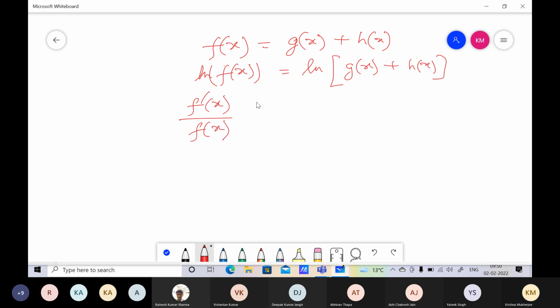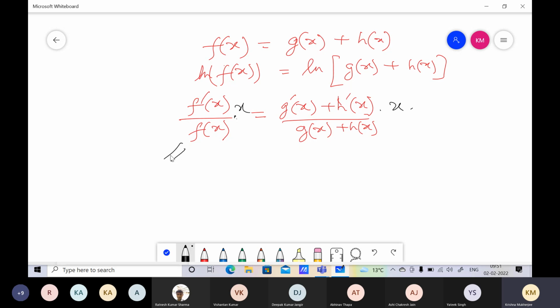is equal to, tell me what it will be? I hope you realize this, right? g prime(x), because this is just a summation, so plus h prime(x), upon the whole function g(x) plus h(x). It's obvious, right? ln of this is ln of this. So this is it. And then I multiply both sides by x again. So what do we get?